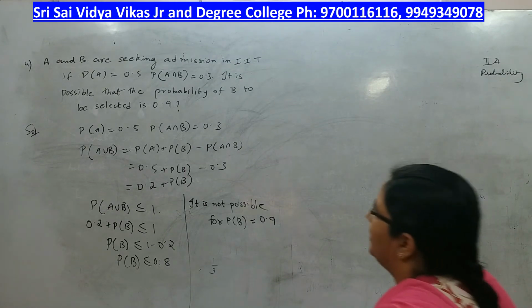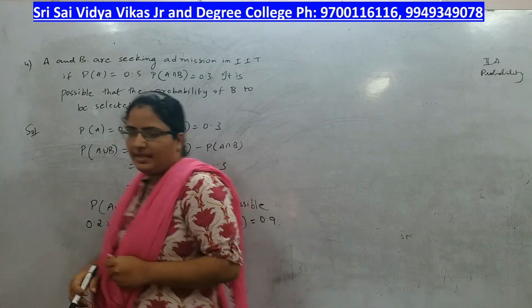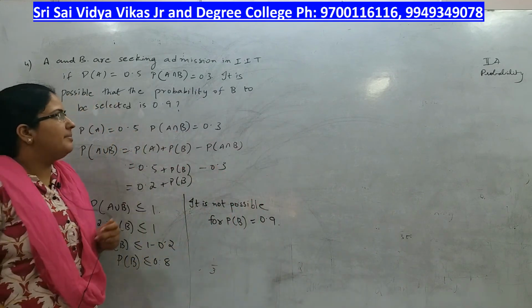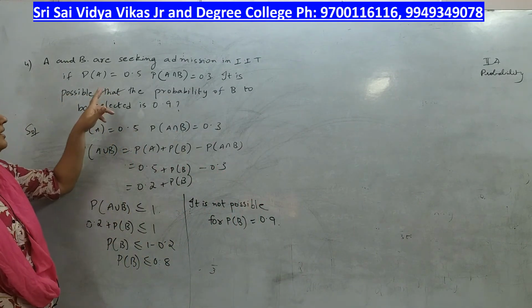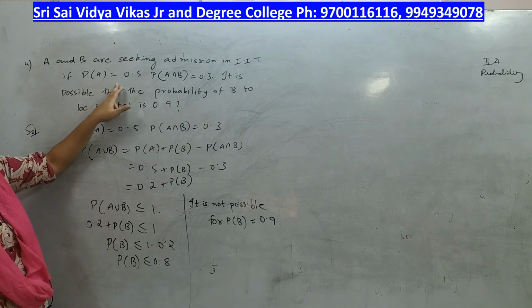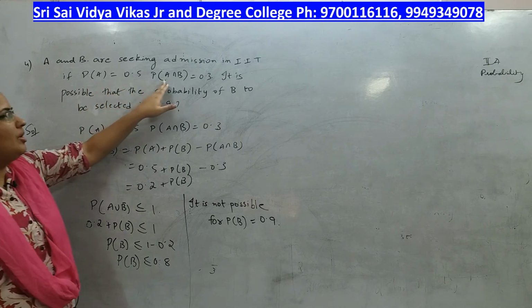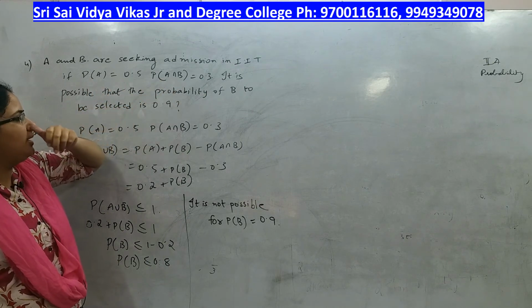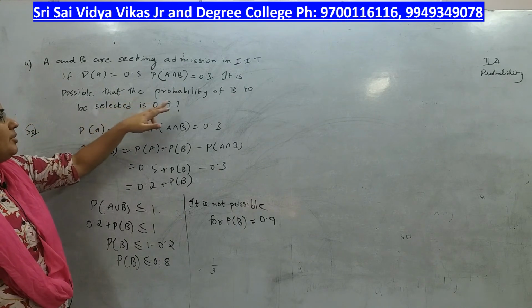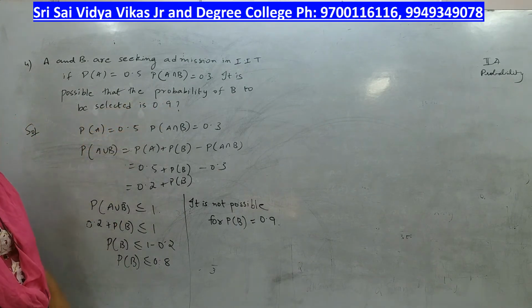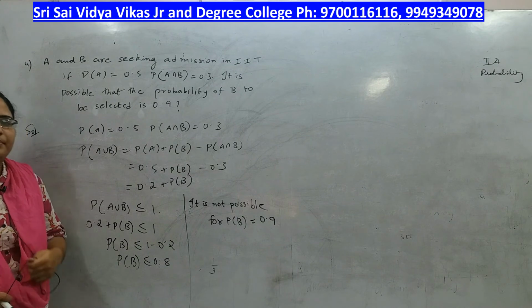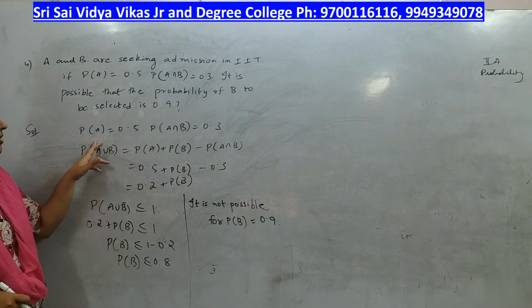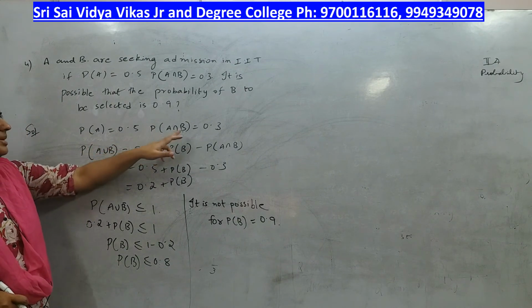Here in this problem, it is given that persons A and B are seeking admission in an IIT company. Probability of A is 0.5. Probability that both get the job is 0.3. Is it possible that the probability of B to be selected is 0.9? This is what you have to find out. P of A is 0.5, P of A intersection B is 0.3.